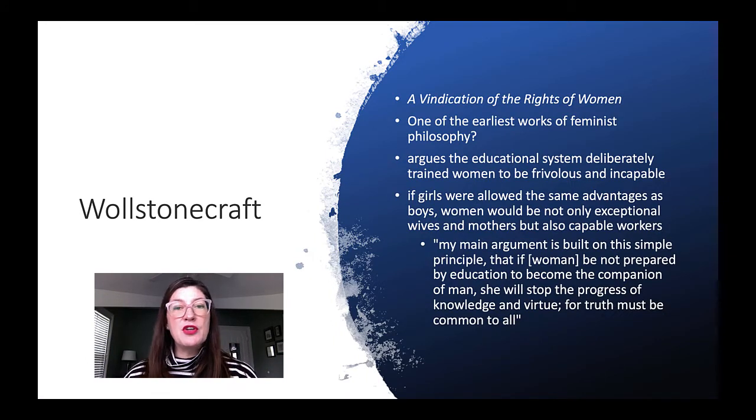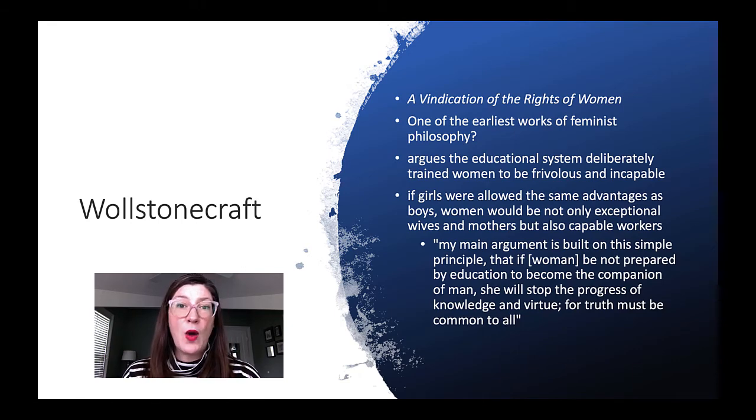Then we come to Mary Wollstonecraft's A Vindication of the Rights of Women, which is a seminal piece. It's very long. I only had you guys read the first chapter, in which Wollstonecraft outlines some of her initial ideas and questions. This is often seen as one of the earliest works of feminist philosophy, even though none of the traditional terms that are used in feminist philosophy show up in this work.